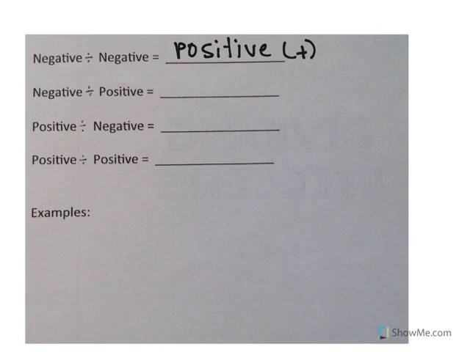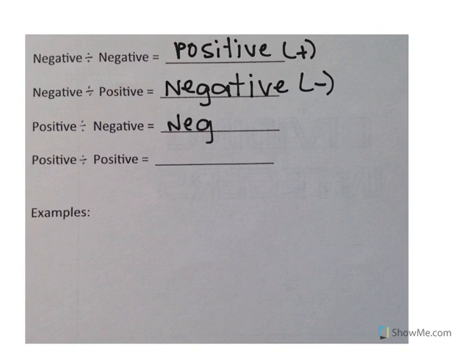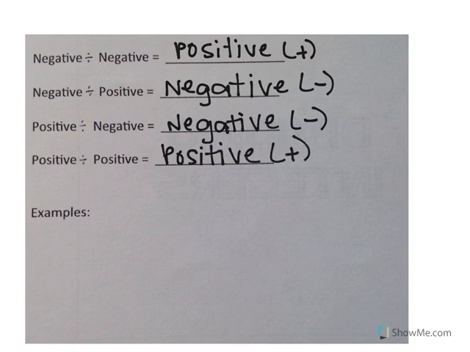When you divide a negative integer by a positive integer, the quotient, or the end result, will be negative. When you divide a positive integer by a negative integer, can you guess what it's going to be? If you said negative, you are correct. And then dividing a positive integer by a positive integer is going to give us a positive quotient or answer.